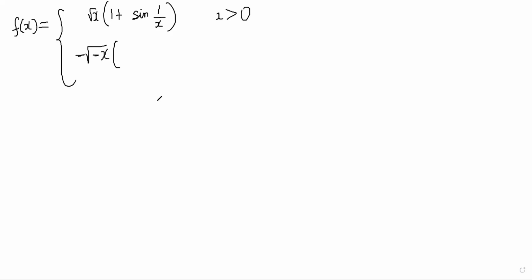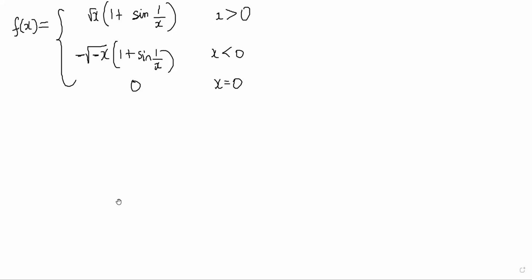Then what else? 23rd. The 23rd function definition is given. It's a piecewise defined function. f(x) is equal to root x times (1 plus sine 1 by x) if x is positive, and minus root of minus x times (1 plus sine 1 by x) if x is less than 0, and 0 if x is equal to 0.